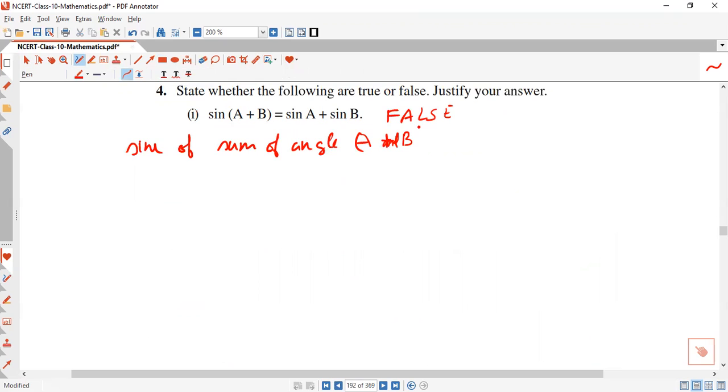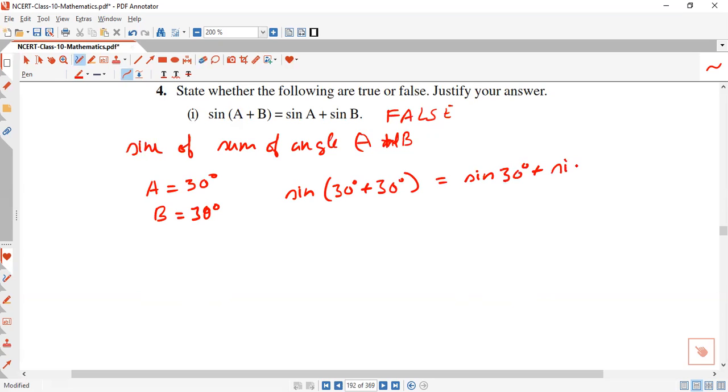While in the right hand side we have a sum. This is sine of angle A plus sine of angle B. This cannot be equal. For example, let's say A equal to 30 degree and B equal to also 30 degree. So what value comes out? Sine of 30 degree plus 30 degree, sine 60 degree, equal to 2 times sine 30 degree.